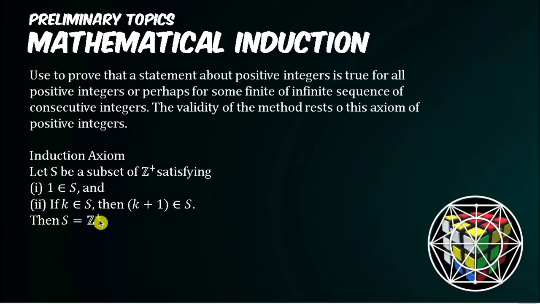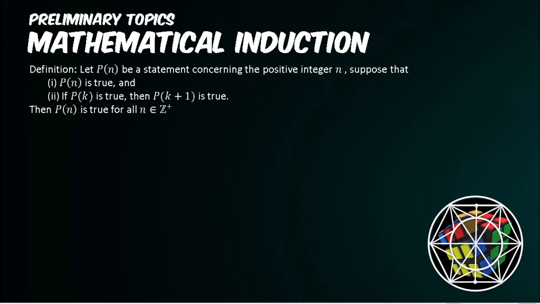If you read this one, it's quite funny because of course it's obvious. If 1 is an element of S, and if k is an element of S and every k plus 1 is an element of S, then S has to be the same as the set of positive integers. Now, we proceed to the actual steps of conducting mathematical induction.